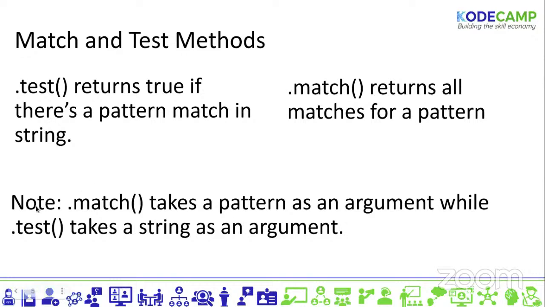So one thing to note with match pattern is that the match method takes in a pattern as an argument, while test takes in string as an argument. So you're matching a pattern here against a string that you're going to use the dot notation to actually check. Then here you're testing a string if it has the pattern that you're going to put in here. That's before the dot.